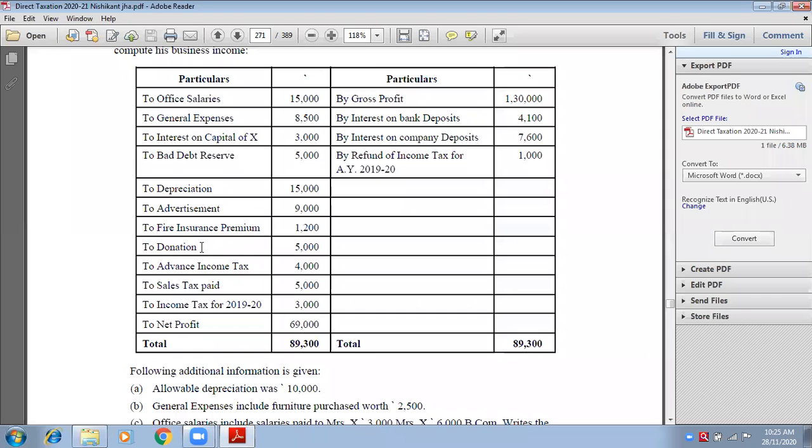Advance income tax? Yes, disallowed. Sales tax paid? No, because sales tax means related to your business. If it is paid, it should not be outstanding. Income tax for year 1920? Yes, disallowed. Okay, now come to the adjustments.